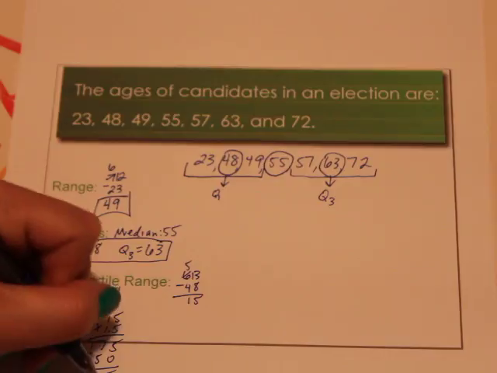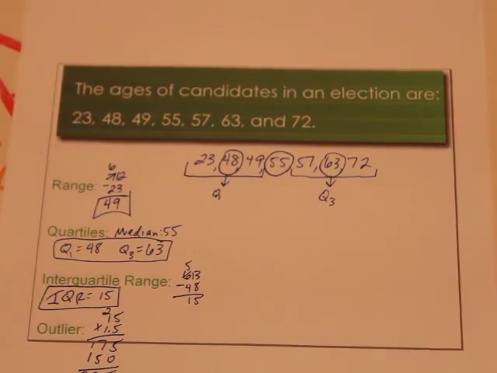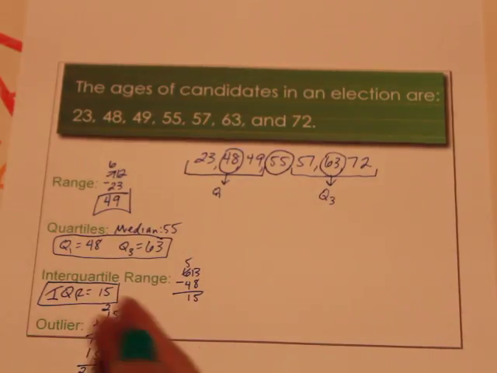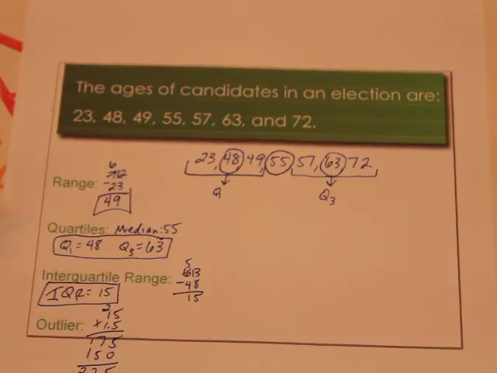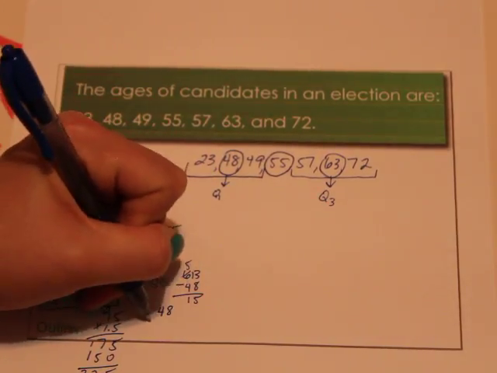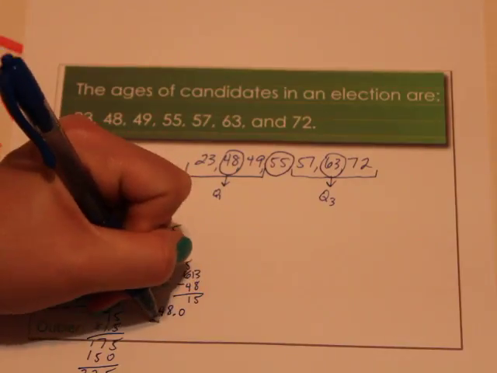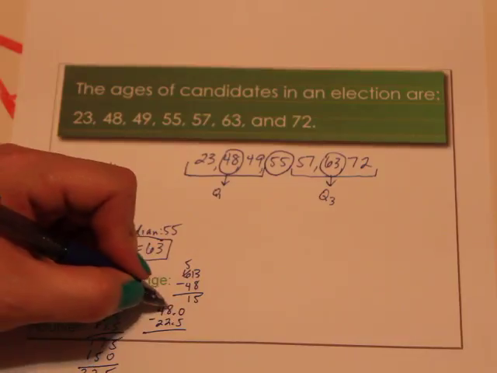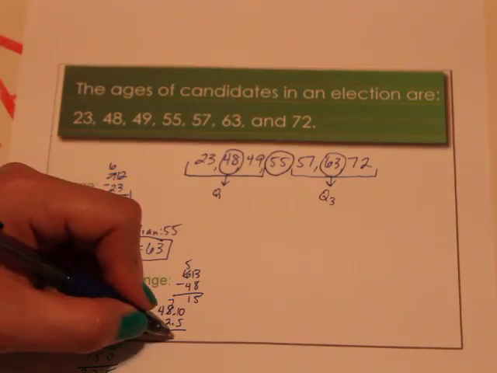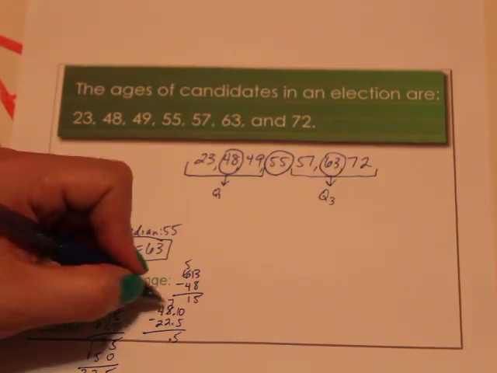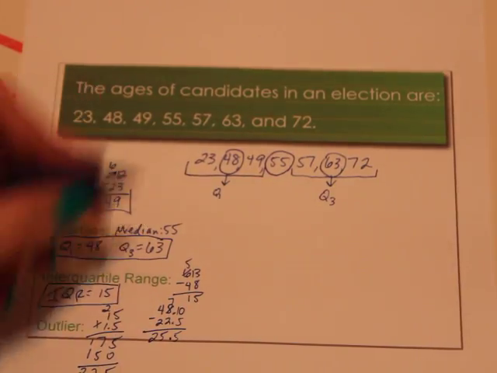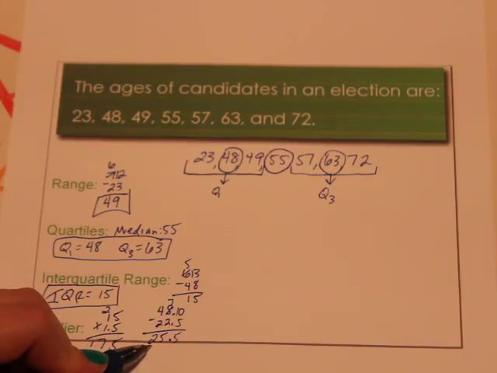5, 12, 2. And then we have one number here. So finding outliers, we're looking at 22.5 above Q3 or 22.5 below Q1, 48. So we're going to take 48 and subtract off 22.5. Okay, 0 can't take away 5, so we have to borrow. 10 minus 5 is going to be 5. Bring down your decimal, 7 minus 2 is going to be 5, 4 minus 2 is going to be 2. Okay, so now we're going to see 25.5.